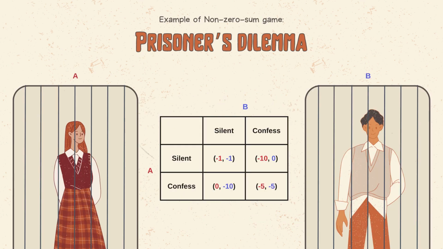In a non-zero-sum game, the total payoff can be positive or negative, depending on the players' strategies. For example, in the prisoner's dilemma, the total payoffs aren't 0, but negative. However, the extent of negativity can vary depending on the chosen strategy.